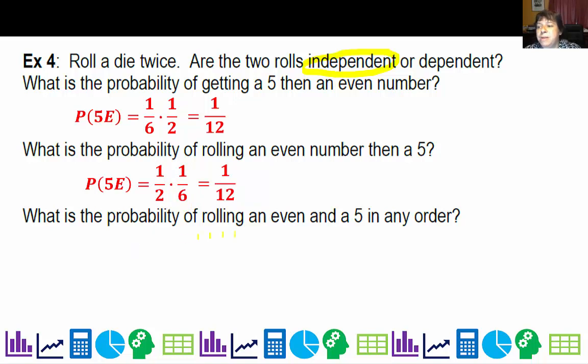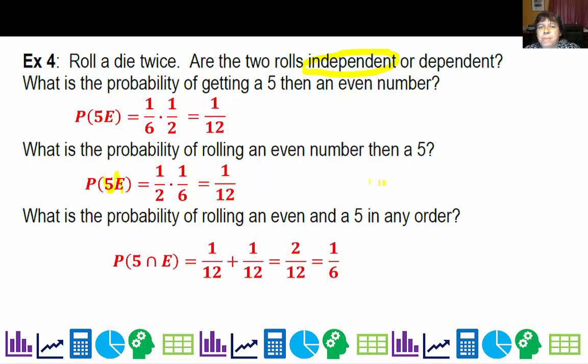Then finally, what's the probability of rolling an even and a 5 in any order? So you have to take that into account, because this first one counts and this second one counts as getting an even and a 5. So I would just add these two probabilities and I would get 1/6.